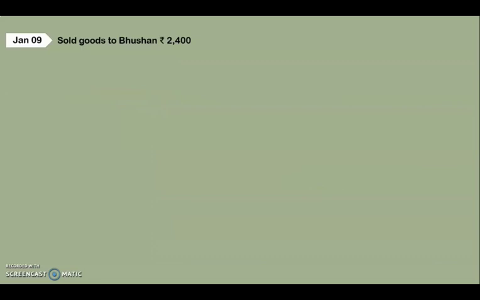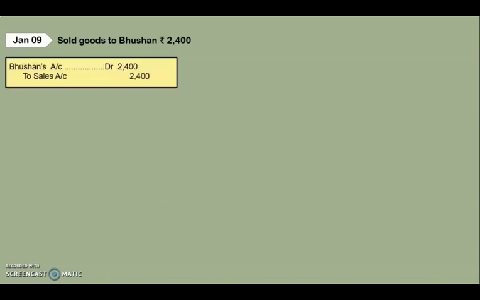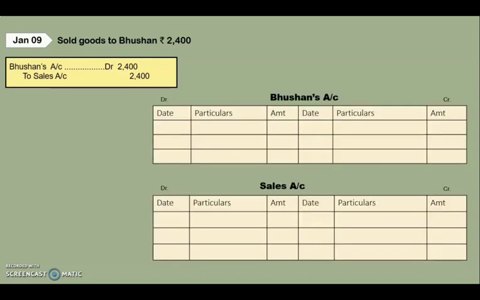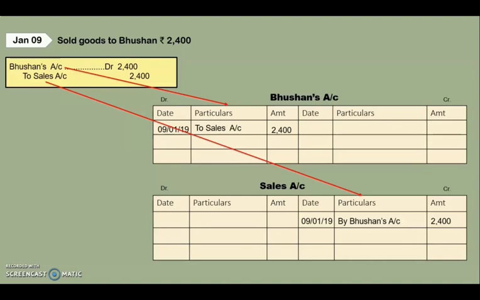Then we move on to the third transaction, that is on 9th Jan. Sold goods to Bhushan rupees 2,400. The journal entry for this is Bhushan's account debit 2,400 to sales account. Now here we have to post these entries in Bhushan's account and sales account. Bhushan's account is debited. So we write on the debit side of Bhushan's account to sales account 2,400 and sales account is credited. So we write on the credit side of sales account 9th Jan by Bhushan's account 2,400.